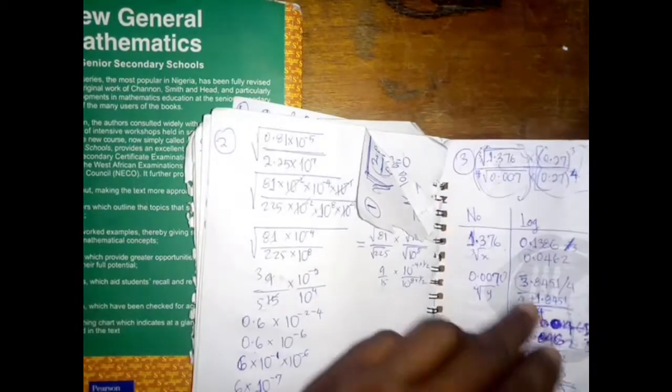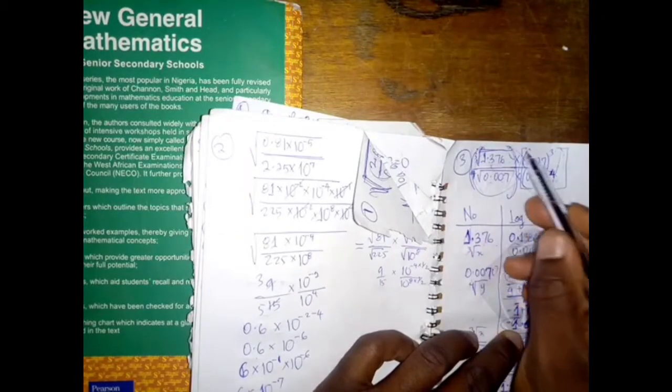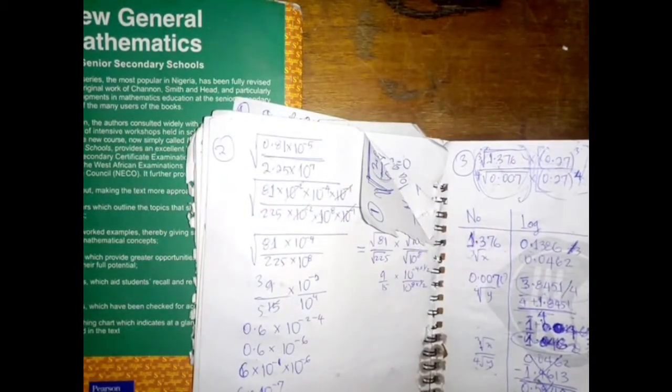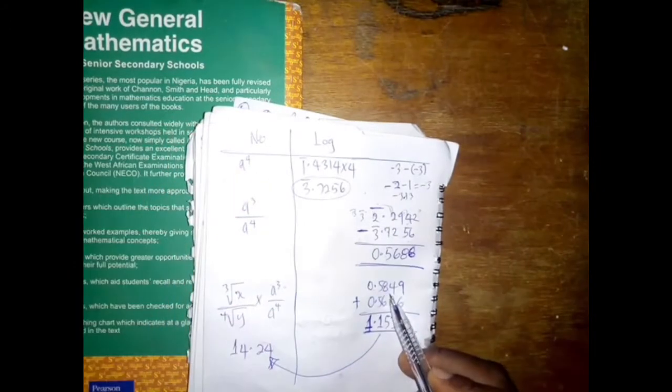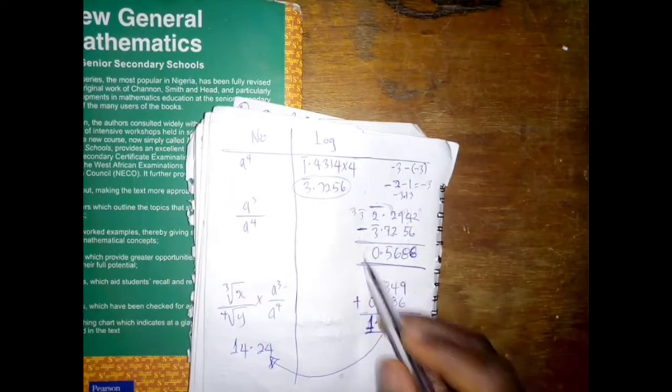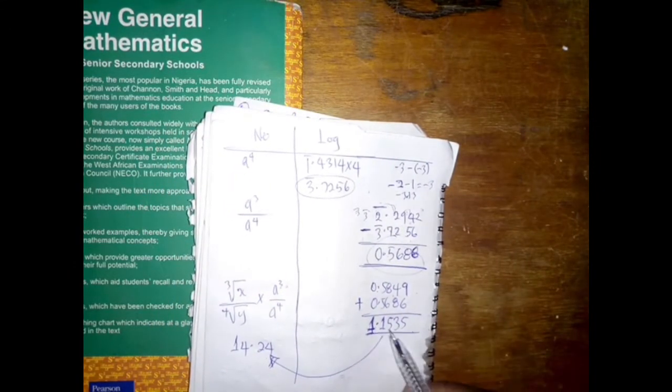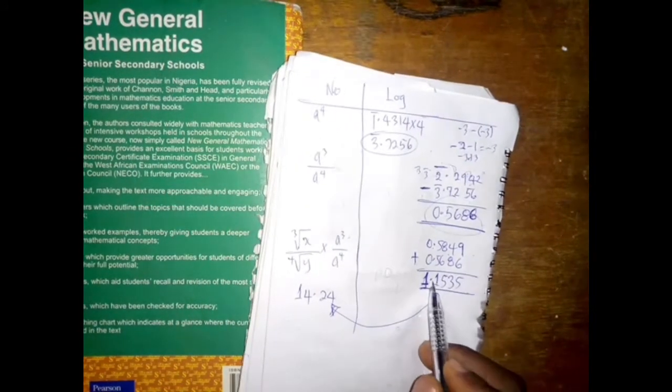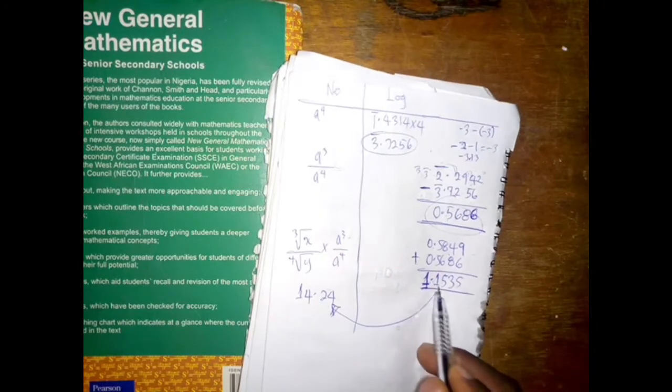So you have 0.5686. But looking at this, we are having this multiplied by this. So we have to bring this down. I have to bring this down. 0.5849. 0.5849 will now be plus this, which will now give you 1.1535.